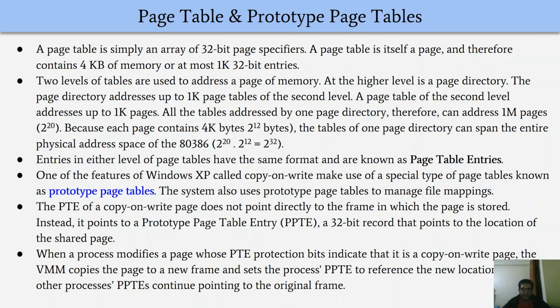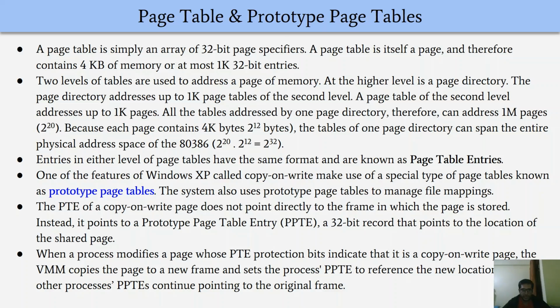It is itself a page and therefore contains 4 KB of memory or at most 1K 32-bit entries. Two levels of tables are used to address a page of memory. At the higher level is the page directory, as we looked at in the previous slides. The page directory addresses up to 1K page tables of the second level. A page table of the second level addresses up to 1K pages.